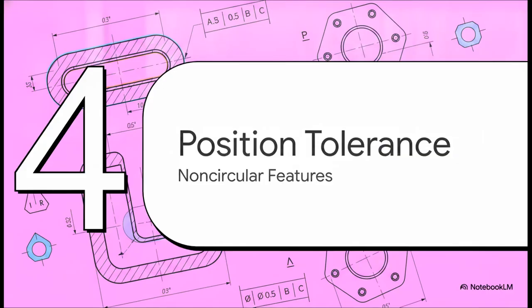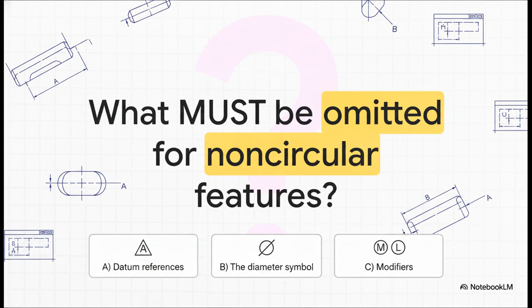We're in the home stretch now. Section 4, Advanced Position Tolerance. Let's test how you handle non-standard geometries. Now, this one is a massive trap for product designers outlining non-standard parts. When you're applying positional tolerancing to non-circular features of size, like open-end slots or tabs, what must be omitted from the feature control frame? Is it A, datum references, B, the diameter symbol, or C, modifiers? Think it over, hit pause, and let's check your work.